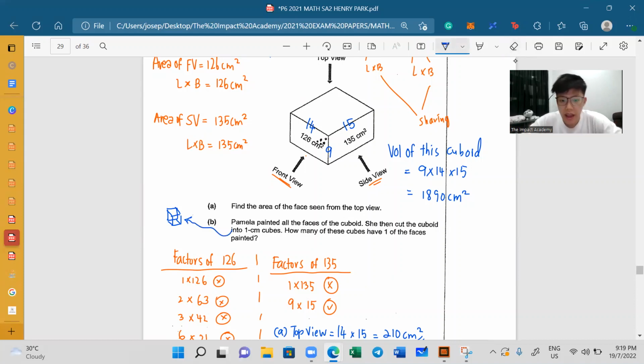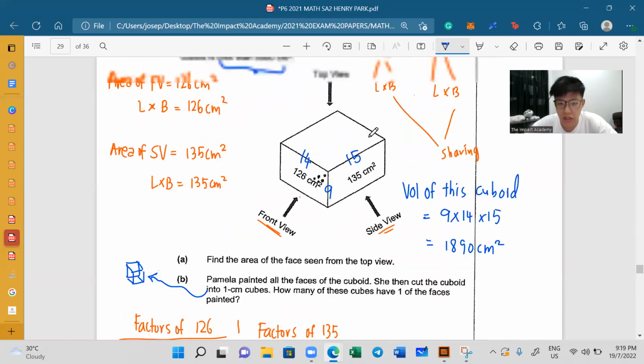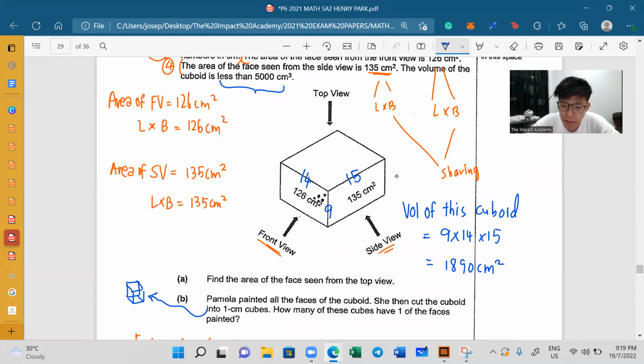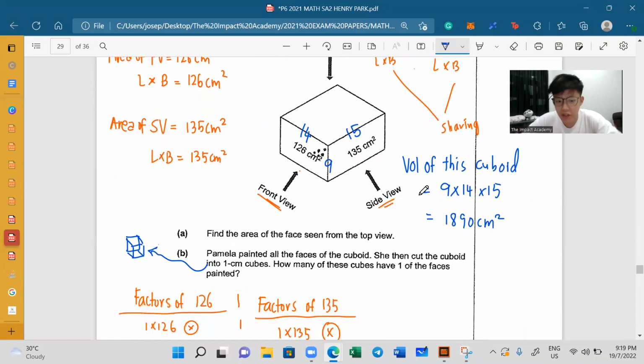It says, how many of these cubes have one of the faces painted? So you think about this. Looking at this cuboid itself, if I were to paint the whole cuboid, and I were to cut it into 1 centimeter cubes, how many of these cubes will only have one of the faces painted? It is actually the corner ones. Do you agree? No, it is not the corner ones. The ones with one of the faces painted would be the ones in the middle. What they are trying to say is the cubes that exist in the middle.